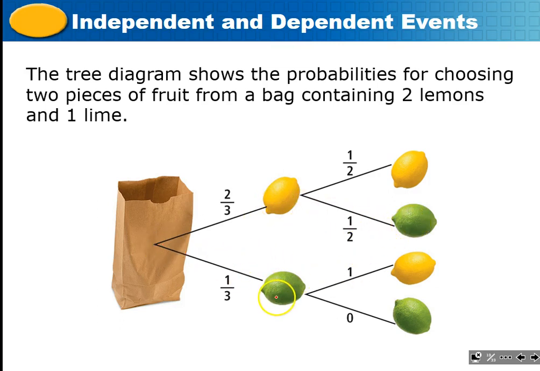Now, if I pulled a lime out first and then a lemon, well, if I pull a lime out, there's only lemons left in the bag. So that would be 1/3 times 1. And I can't pull out another lime if I pulled out a lime, because I don't have any limes left in the bag.